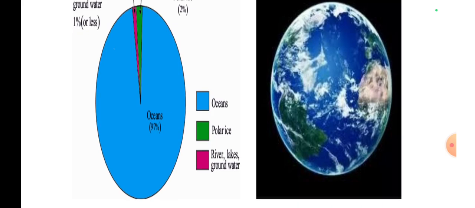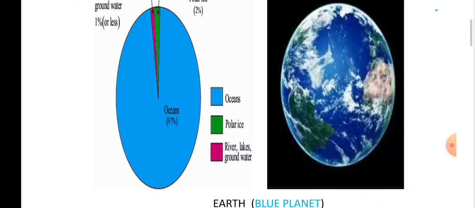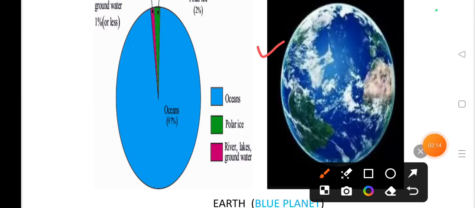You can see here, this is the image of Earth. Do you know, children? Our Earth is called the blue planet. Why? Because it appears blue when we look at it from space. So that is why our Earth is also called the blue planet. This is extra information for you.